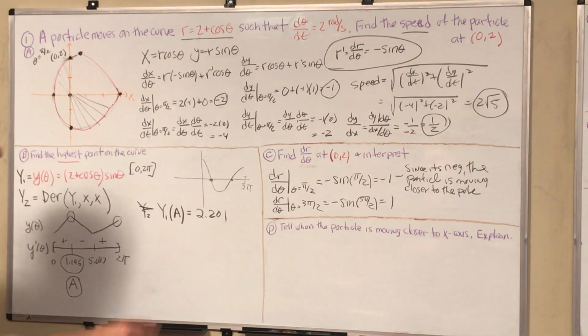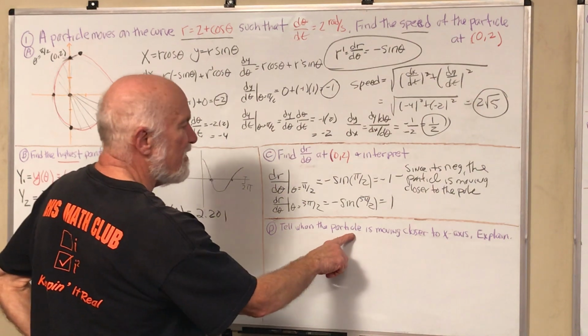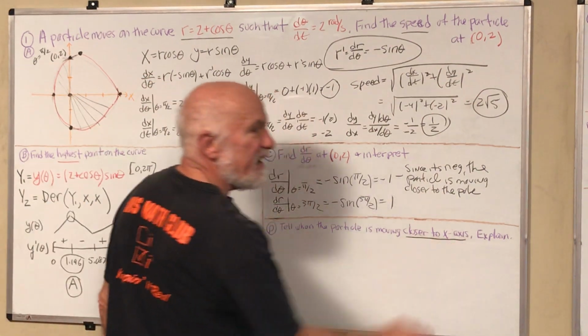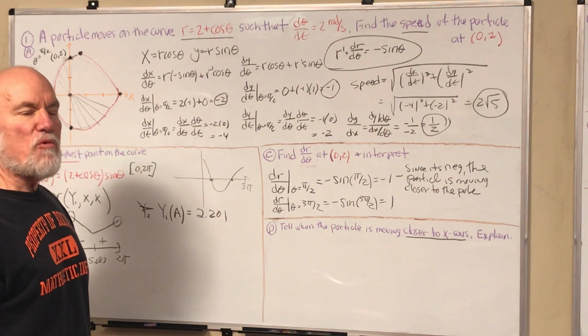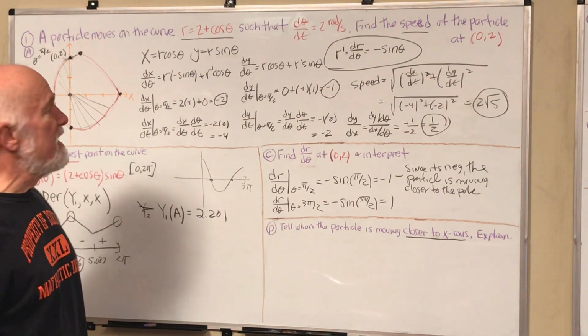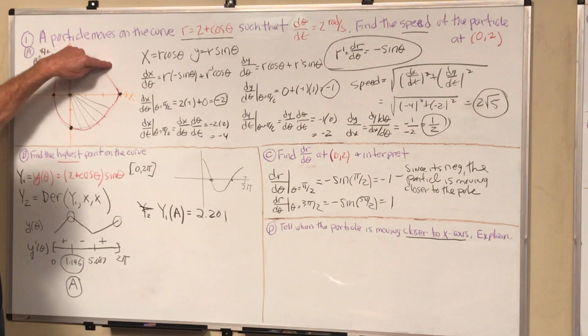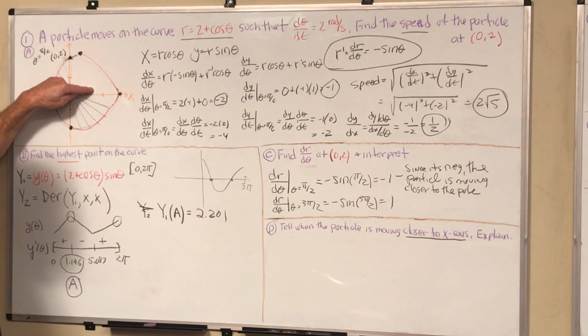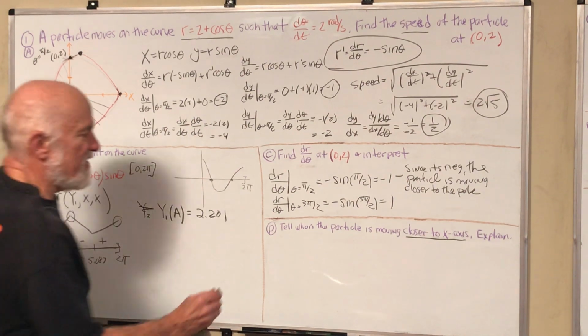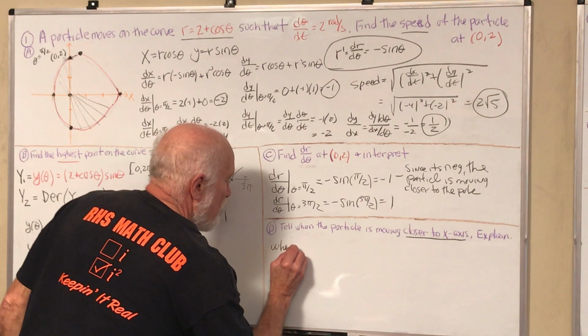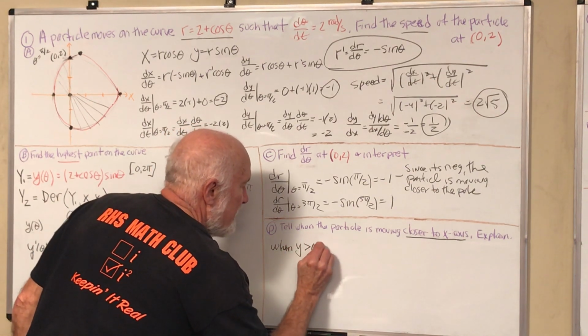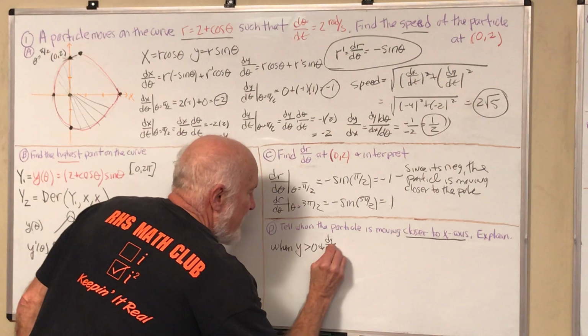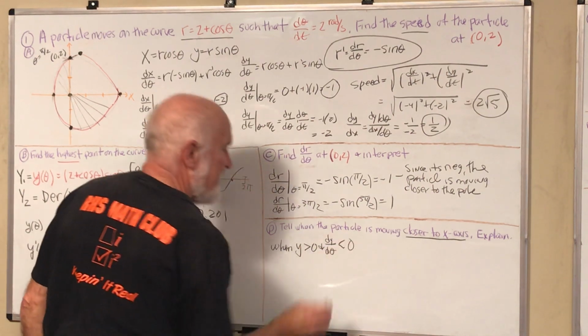Okay, well, tell when the particle is moving closer to the x-axis. Now I wonder if we can think this out a little bit. If we have values of y that are positive, what's going to make it get closer to the axis? When the derivative dy d theta is negative. So I'm going to say when y is greater than 0 and dy d theta is negative.